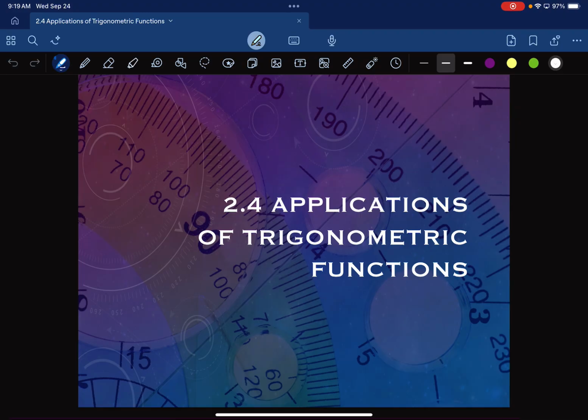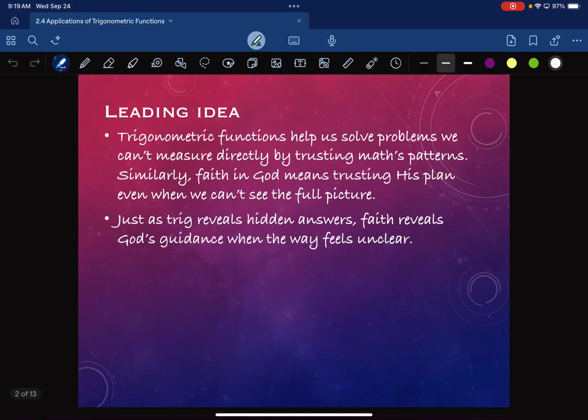We just have more tools and more abilities in this section than we've had before because we've learned more since then. So our leading idea is the following. Trigonometric functions help us solve problems we can't measure directly by trusting math's patterns. Similarly, faith in God means trusting his plan even when we can't see the full picture. Just as trig reveals hidden answers, faith reveals God's guidance when the way feels unclear.